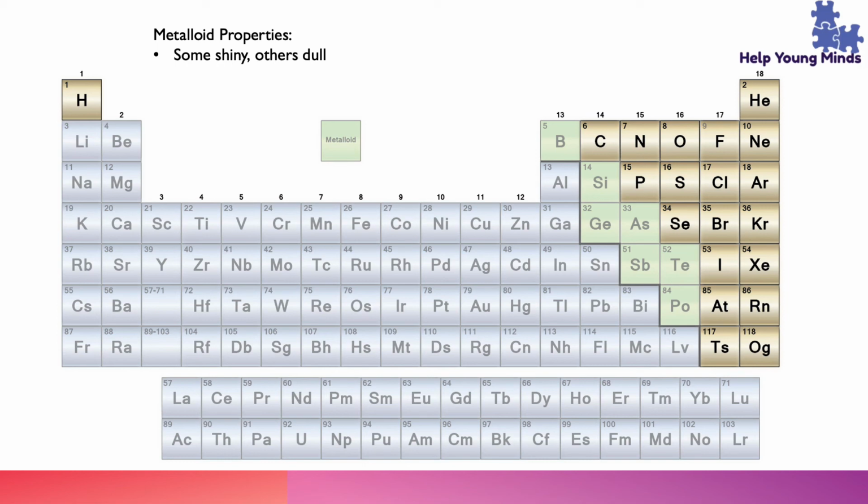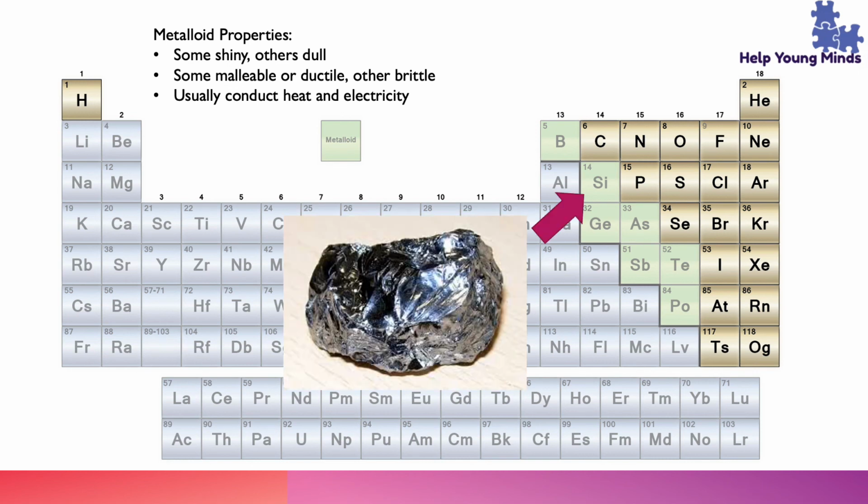And like I mentioned before, metalloids have properties that are in between that of a metal and a nonmetal. So some are shiny while others are dull. Some are malleable or ductile while others are brittle. Usually they do conduct heat and electricity, although not as well as metals do. And an example of a metalloid is silicon, and in this picture you can see that it's very shiny like a metal. However, silicon is very brittle like a nonmetal, and it does conduct heat and electricity, although not as well as metals do.